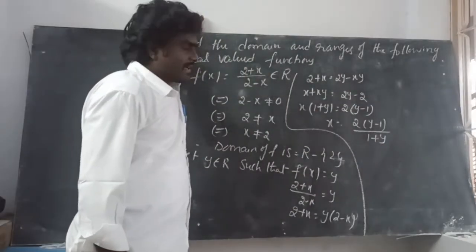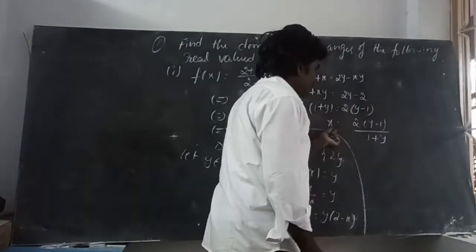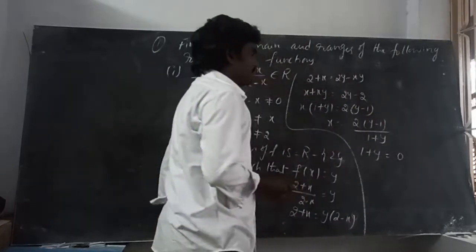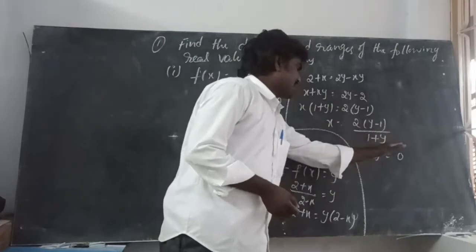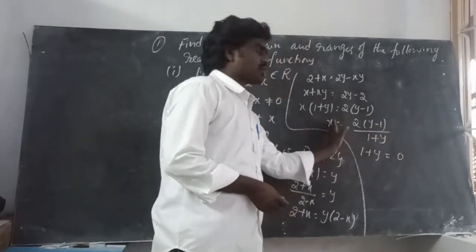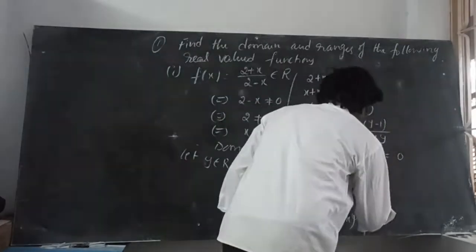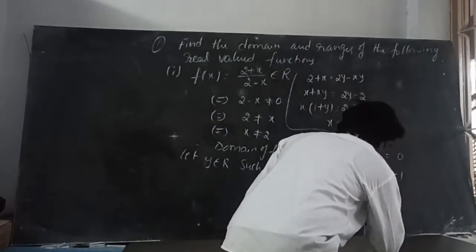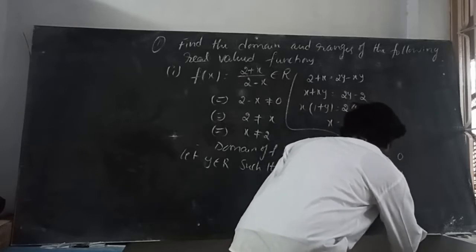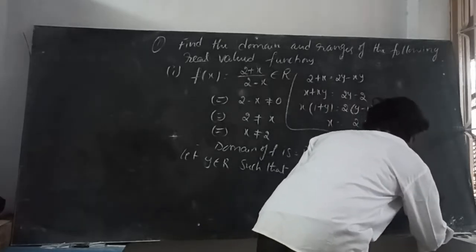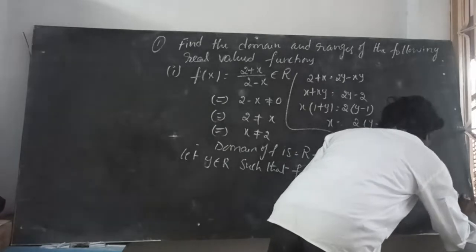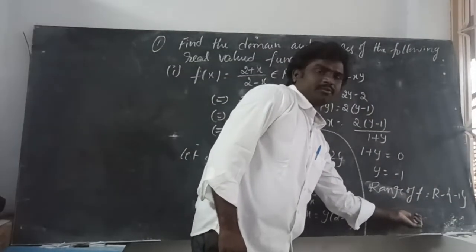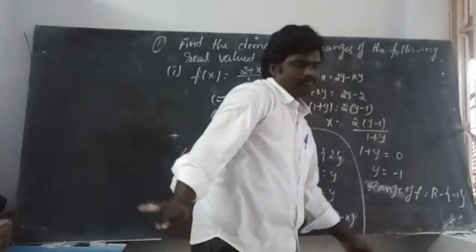The x is not defined when 1 plus y is equal to 0. When 1 plus y is equal to 0, then x is not defined. Plus 1 goes to the other side as minus 1. So therefore, the range of f is R minus {minus 1}. That is nothing but the range of f.